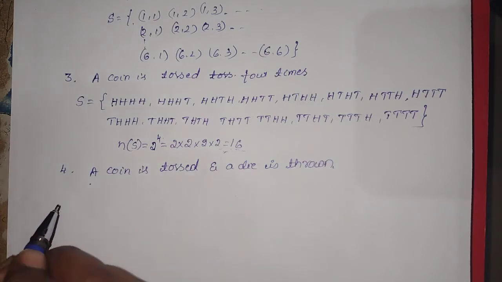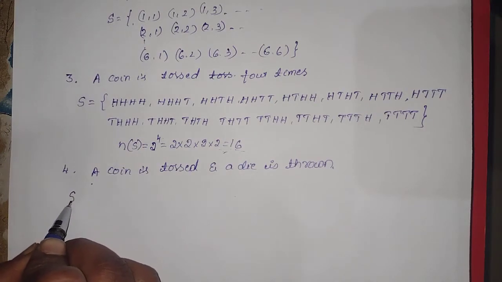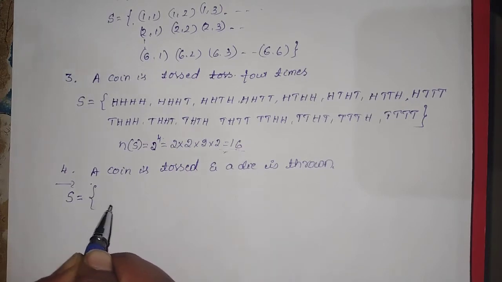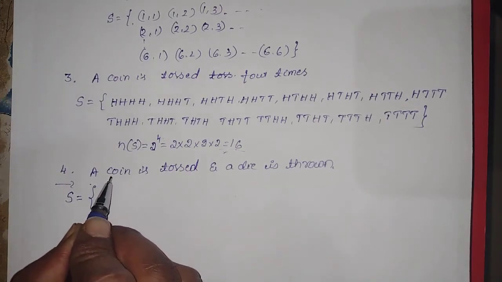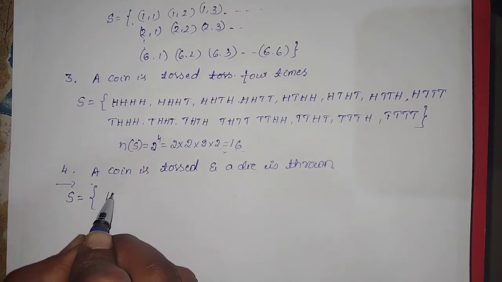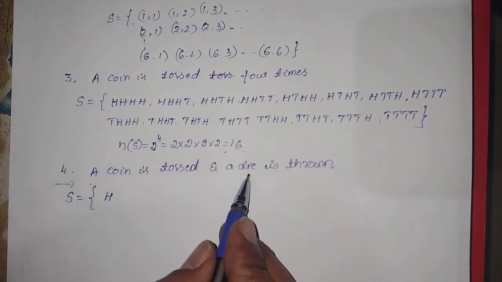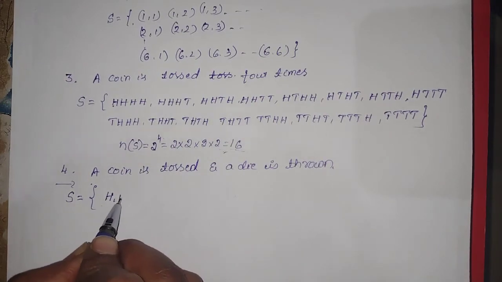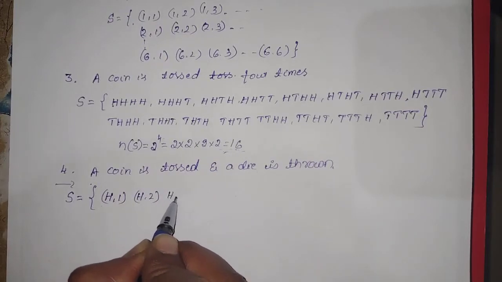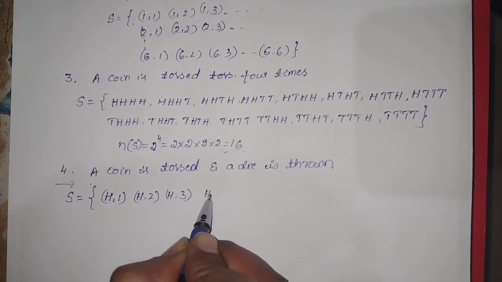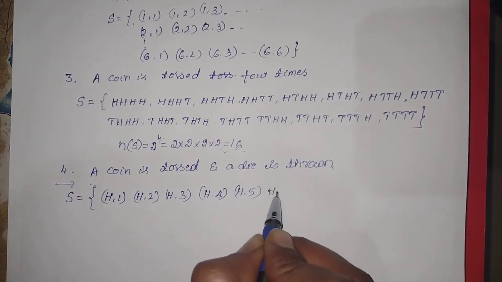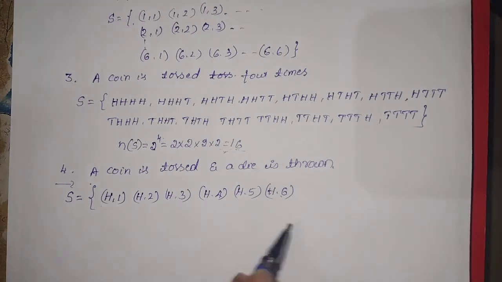Then what are the possibilities of outcomes? Or describe the sample space. The sample space S contains the following. If a coin is tossed, we will get maybe H. The second time we are throwing a die, so H comma 1, or H comma 2, H comma 3, H comma 4, H comma 5, H comma 6. This is only the first result.